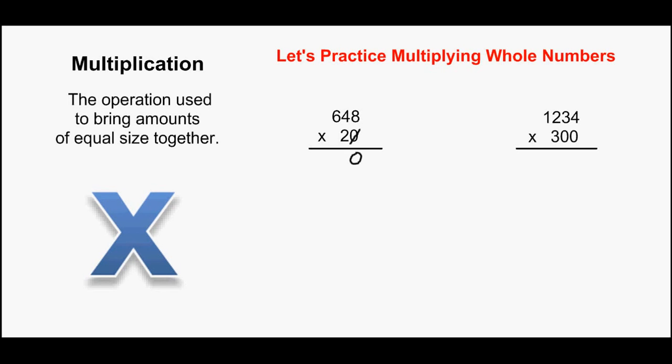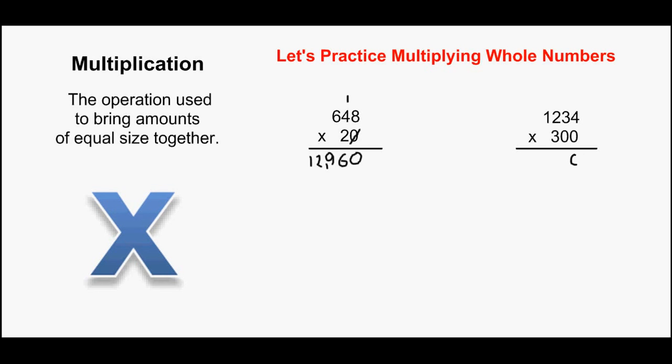Move to the next column. 2 times 8 is 16. 2 times 4 is 8, plus 1 is 9. 2 times 6 is 12. Our answer is 12,960.